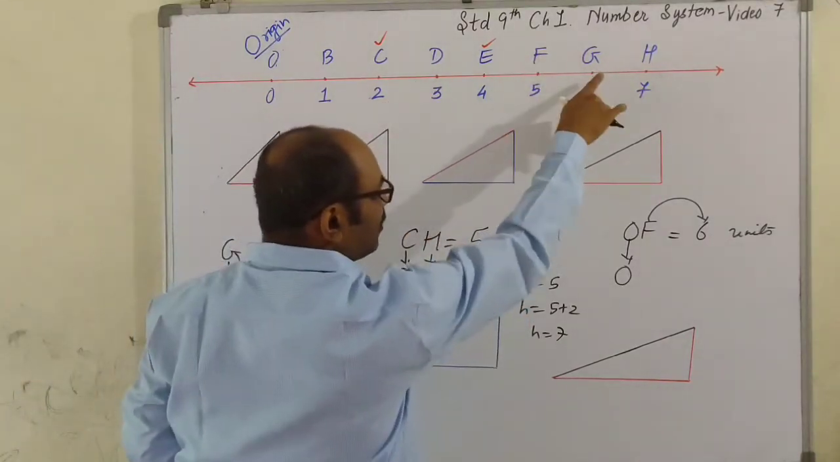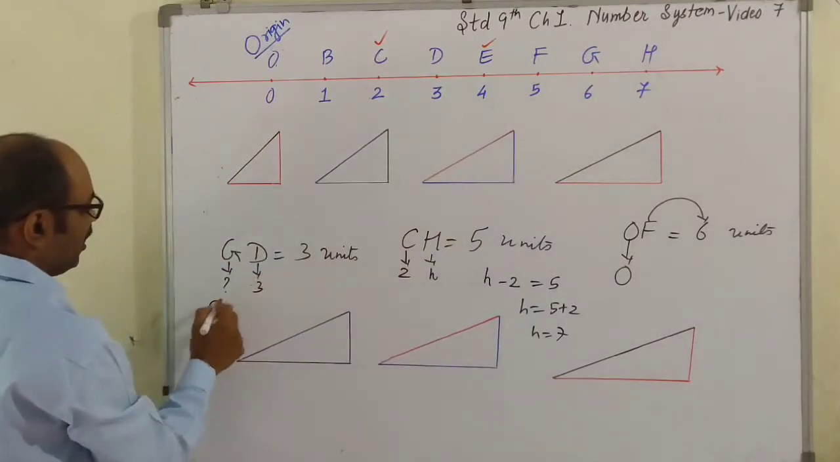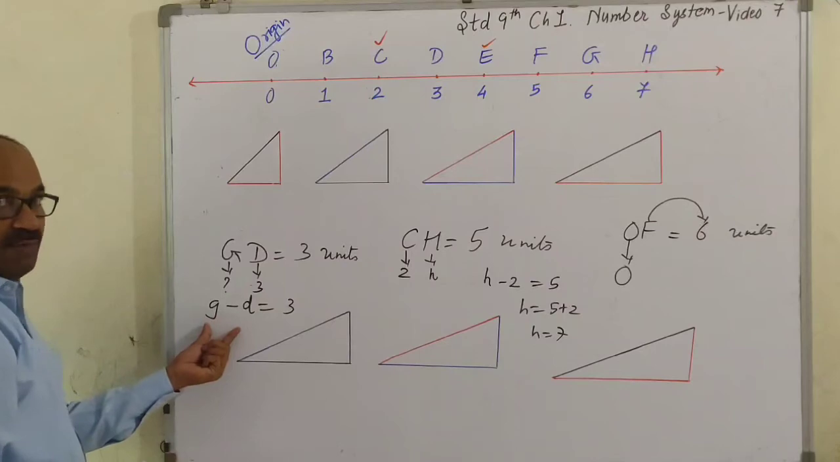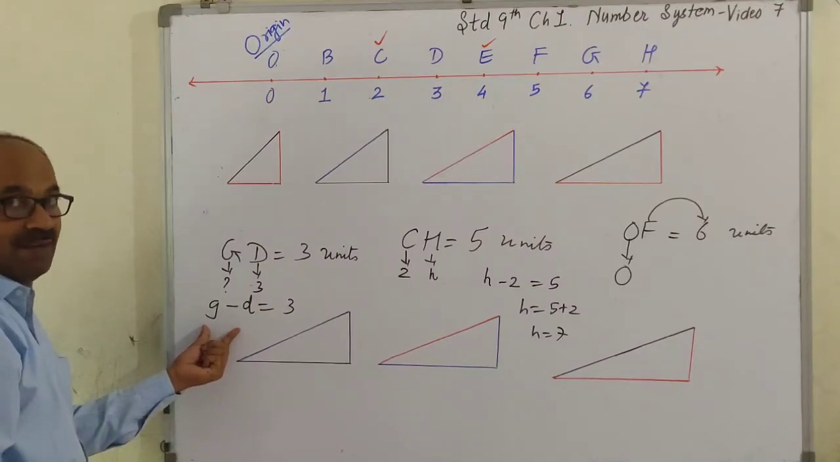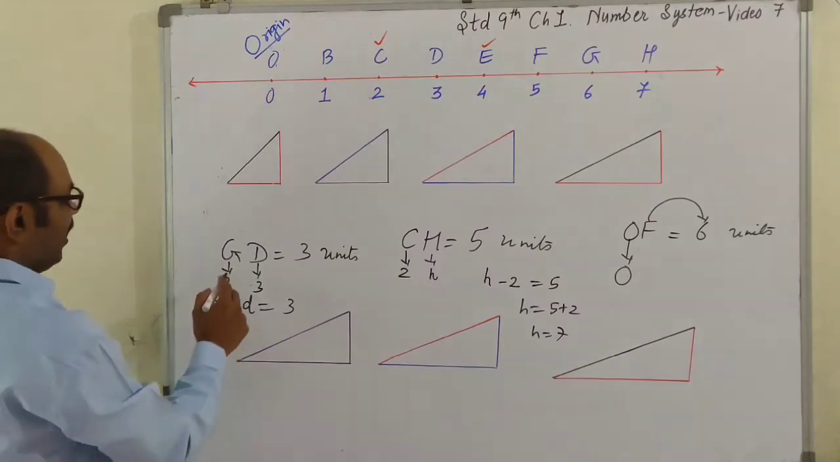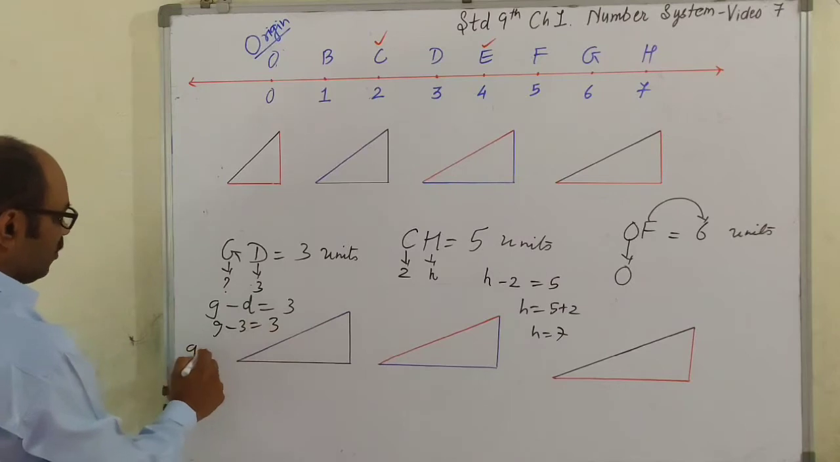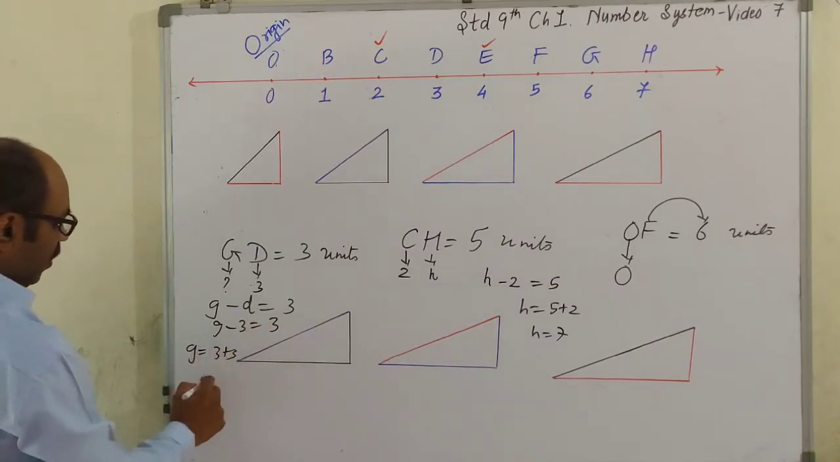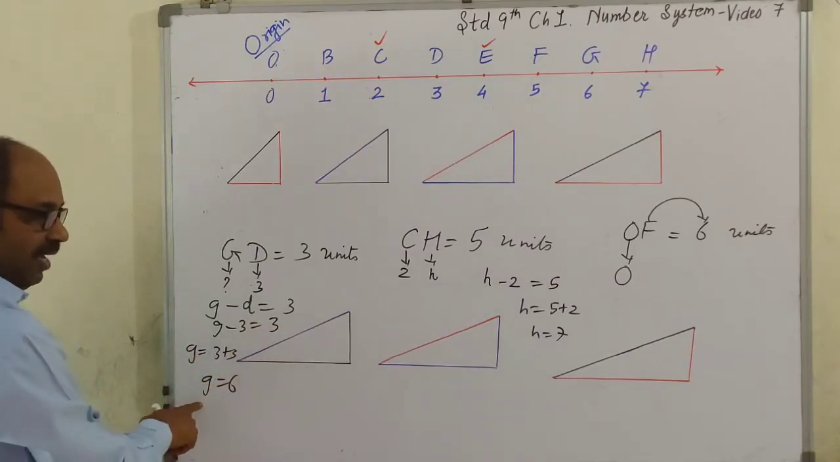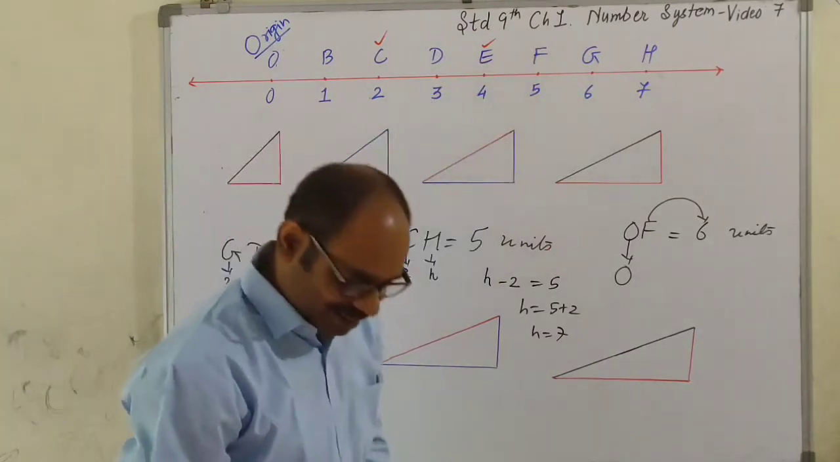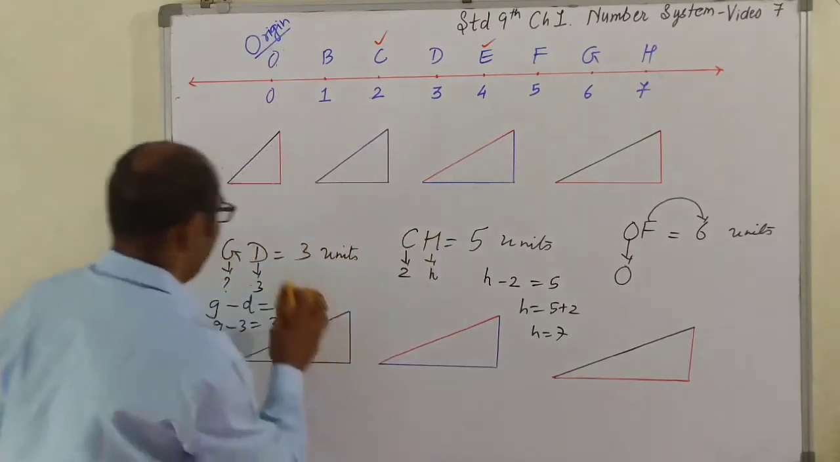G is to the right, so G is bigger. So small g minus small d is equal to 3. The positive difference between the numbers corresponding to them is the distance. What is G? Not known. What is D? 3. That is equal to 3. So what is small g? 3 plus 3, which is 6. The number corresponding to point G is 6. Clear to you? Okay, fine.